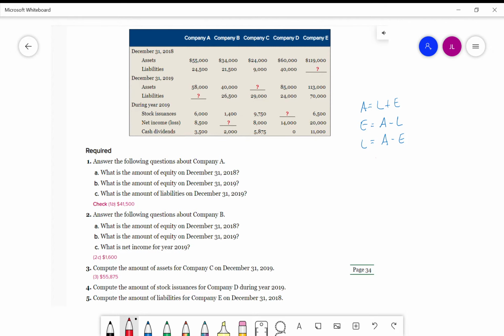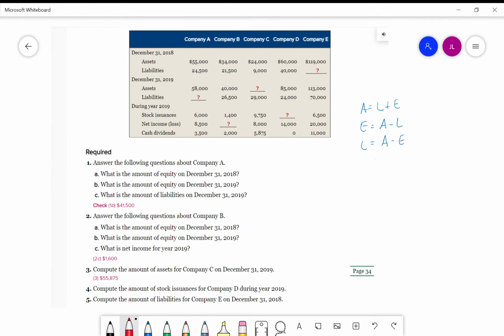The first thing, question 1A, says, what is the amount of equity on December 31st, 2018? We've got assets and liabilities listed up here, so this is an easy one. Equity is equal to assets minus liabilities. We don't know the equity, so we'll say X is equal to assets minus liabilities. We have 55,000 minus 24,500, which means equity on December 31st, 2018 is 30,500.